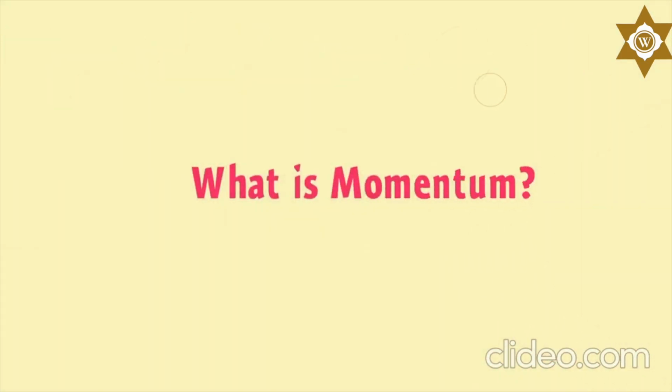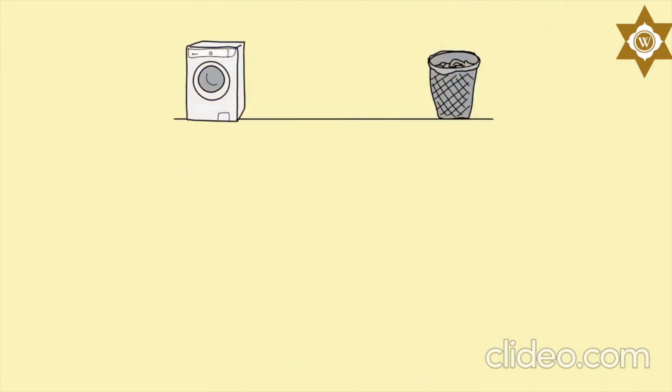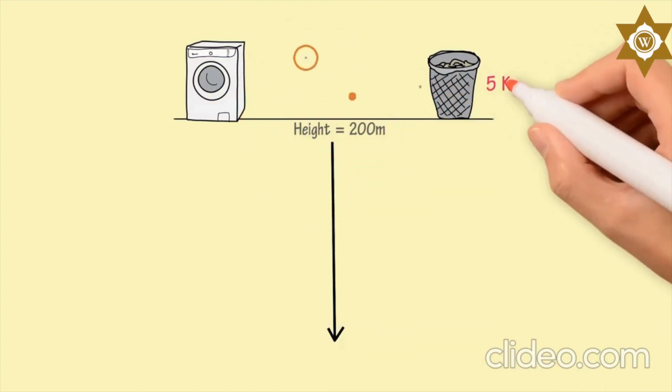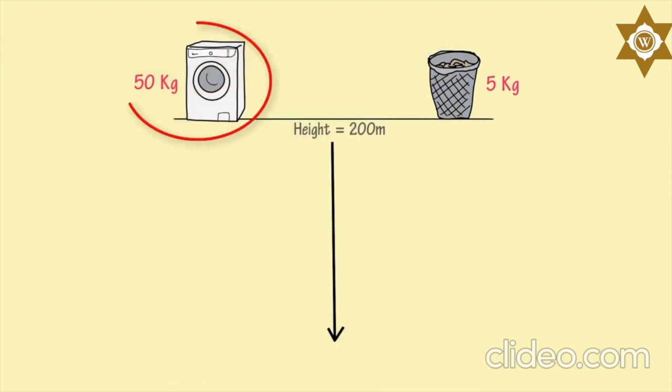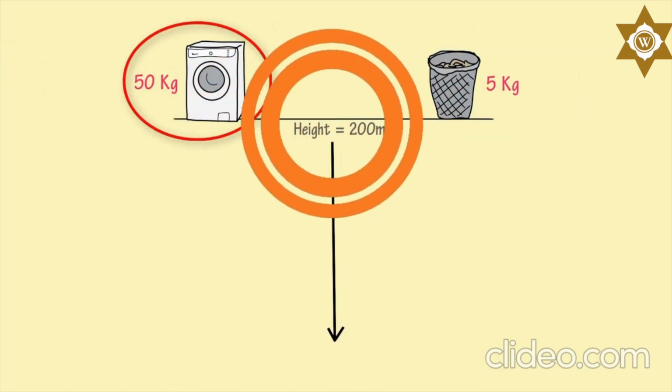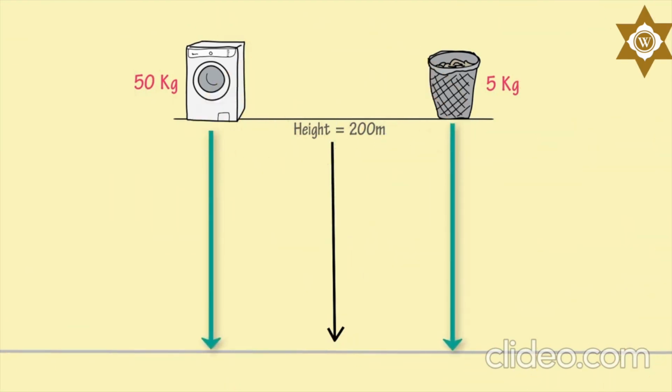What is momentum? Let's consider that two objects are falling down from a height of 200 meters. Let the mass of this object be 5 kg and the mass of this object be 50 kg. These both bodies accelerate with the same speed towards Earth.